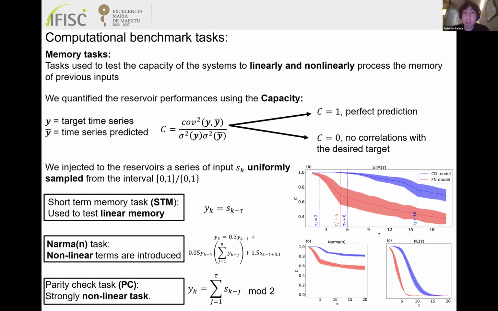So I think maybe there is a question. Open microphone.